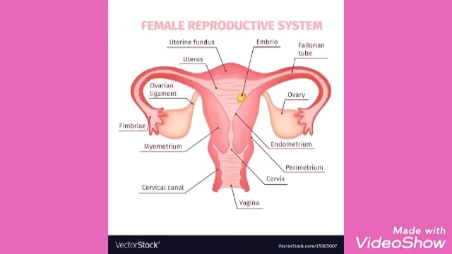Cervix is the narrow canal connecting the uterus to the vagina. The cavity of the cervix is called the cervical canal. The cervical canal along with the vagina forms the birth canal.